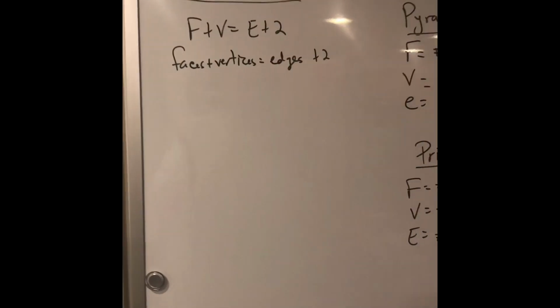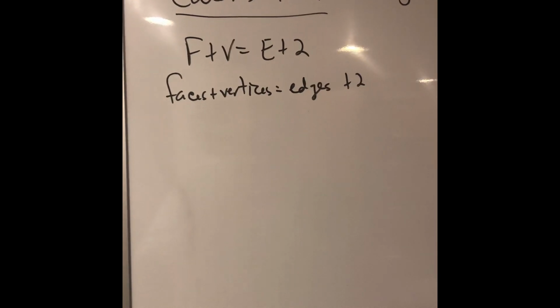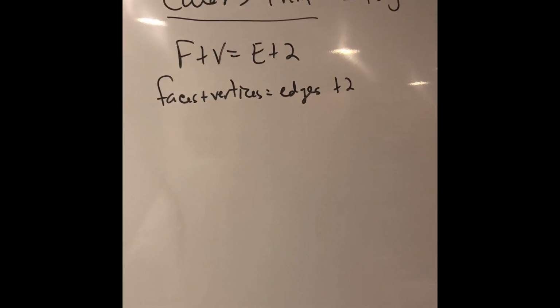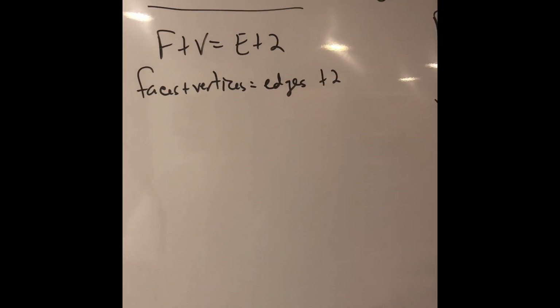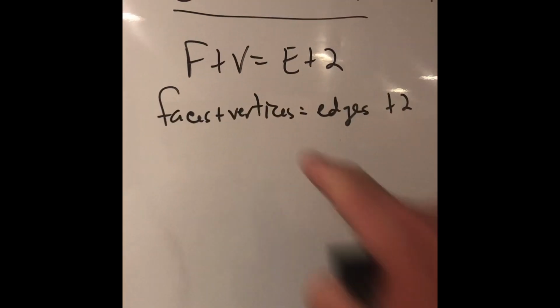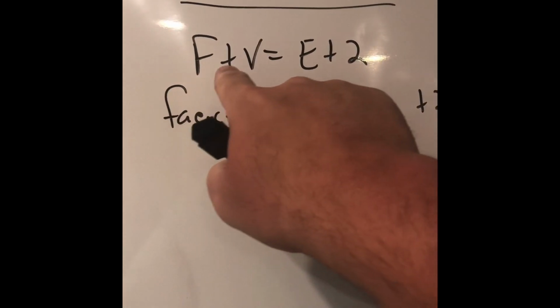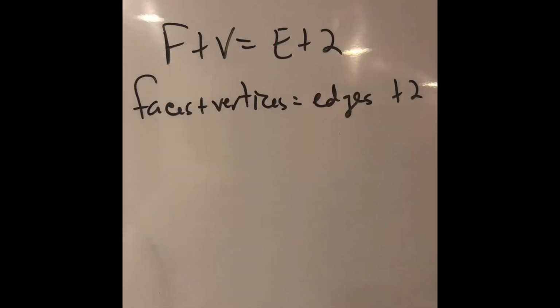Now, in this chapter, in this section, we have this thing called Euler's theorem. Euler's theorem deals with only polyhedra. So we're not talking about cylinders, cones, and spheres here. We're only talking about prisms and pyramids. The theorem says that the number of faces plus the number of vertices equals the number of edges plus 2.